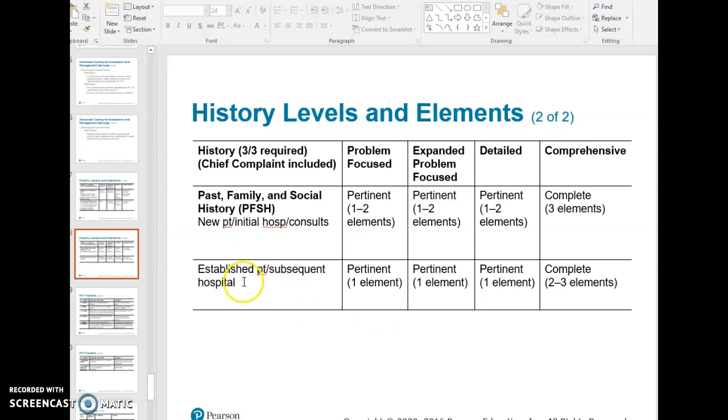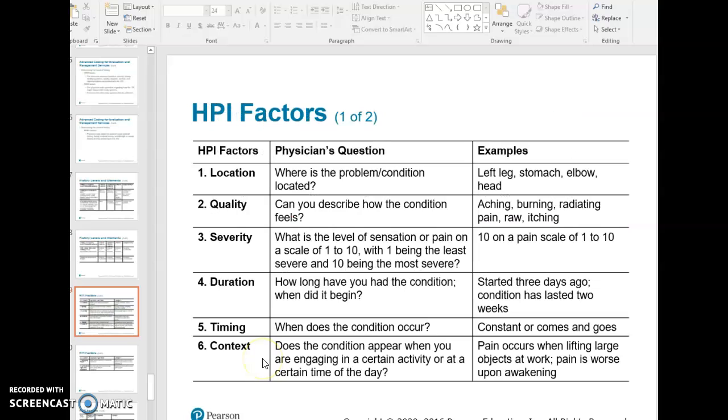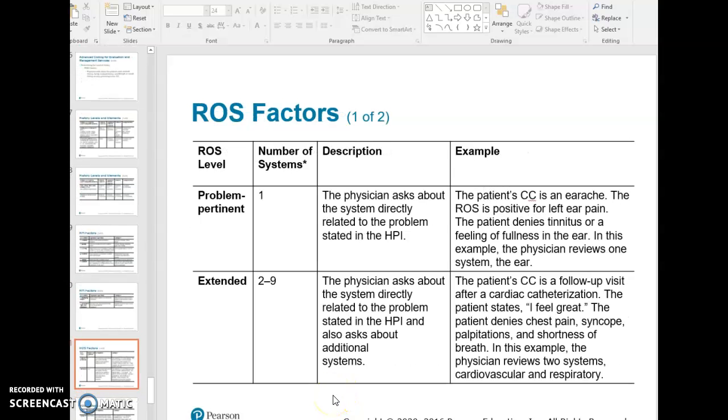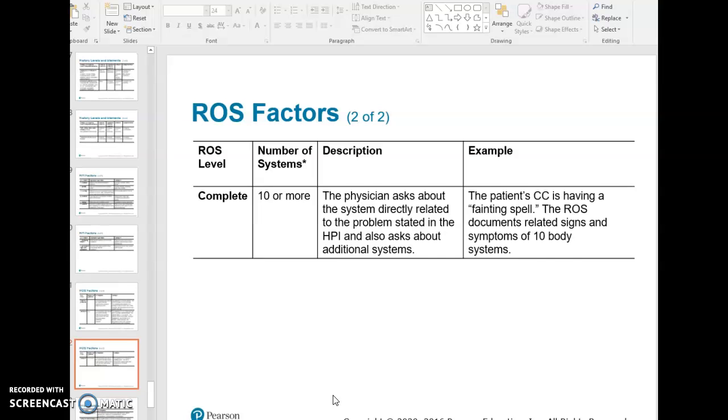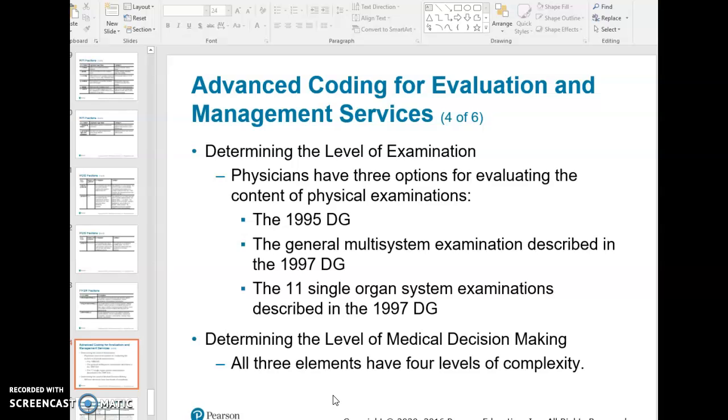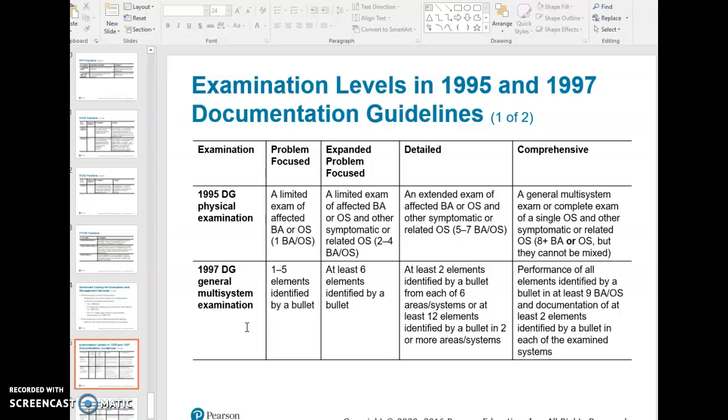And we've talked before about established versus a subsequent patient. This chart is helpful, the location, the quality, and I think that I've gone over that with you. So I'm just going to check quickly and see if there's anything else that I wanted to talk about. I've attached the 1997 DG, and I think that is in that particular guide.